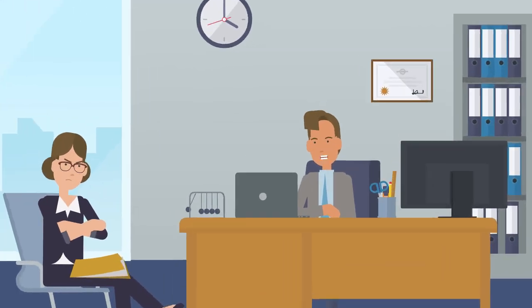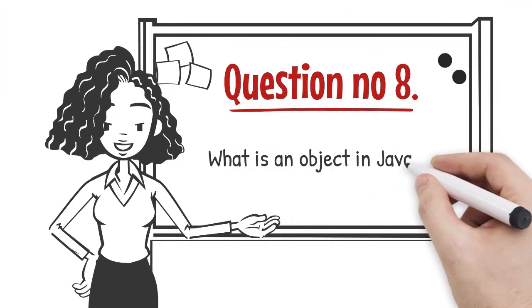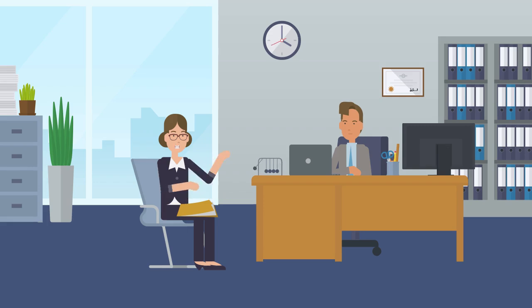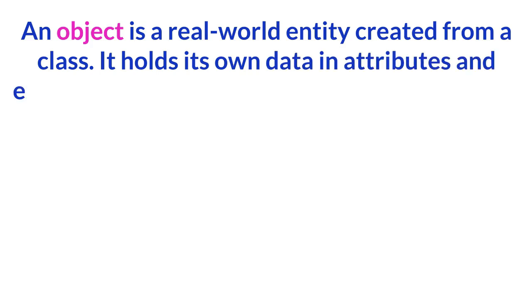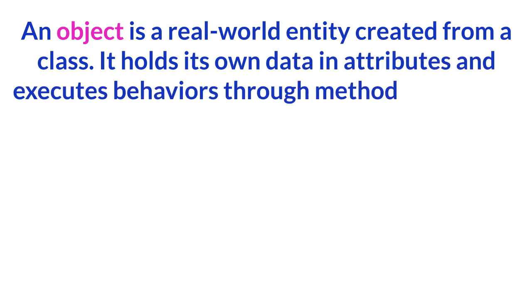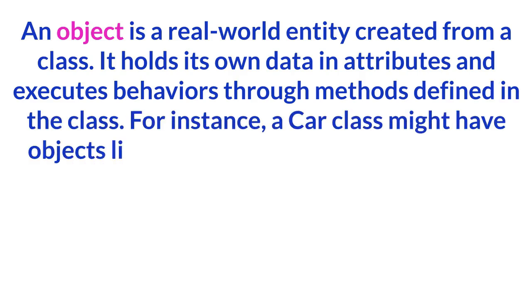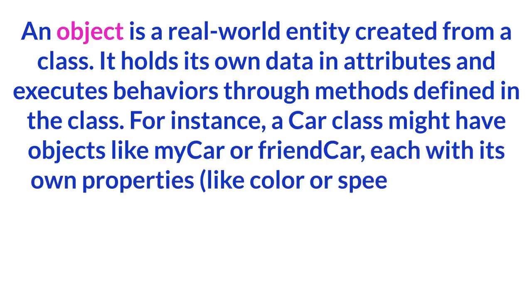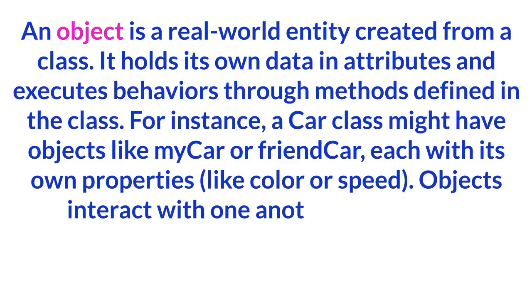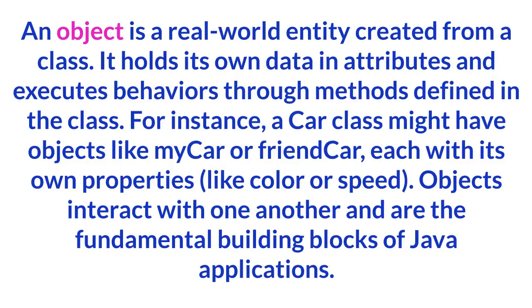Tell me, what is an object in Java? An object is a real-world entity created from a class. It holds its own data in attributes and executes behaviors through methods defined in the class. For instance, a car class might have objects like myCar or friendCar, each with its own properties, like color or speed. Objects interact with one another and are the fundamental building blocks of Java applications.